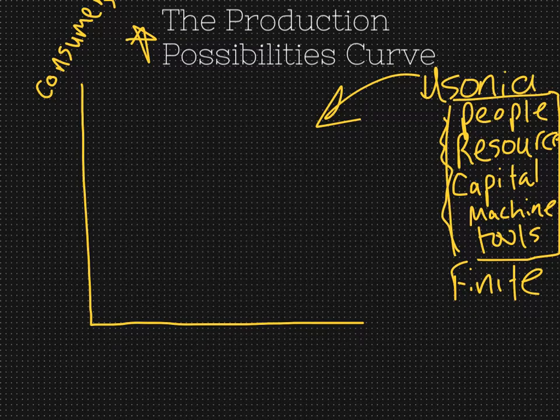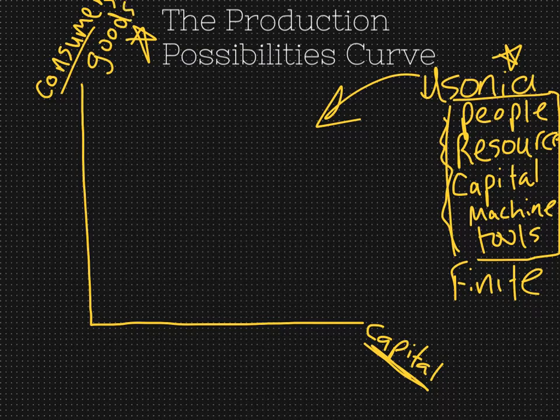Or they can make stuff that, and we're going to use that term again, is capital. Consumers don't want machines. They don't go and buy a factory. What consumers want are cars, t-shirts, iPads, or cell phones. Capital is stuff that we use to build other things: machinery, factories, and things like that. So Usonia can choose to produce consumer goods over here, or it can choose to produce capital goods.